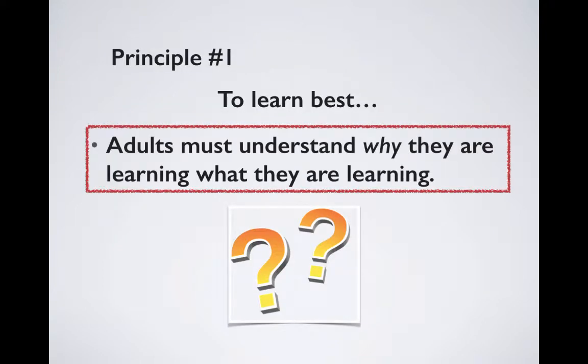First, we'll start with principle number 1. Adults learn best when they understand the rationale for learning. A teacher should explain why a strategy is desired when teaching a new instructional strategy.